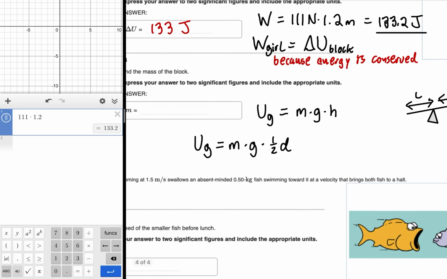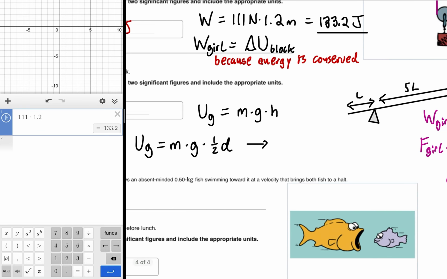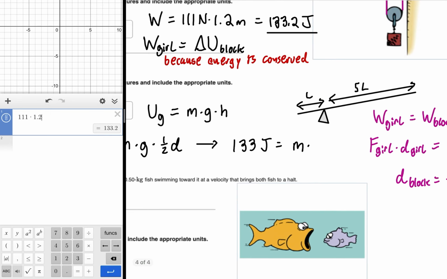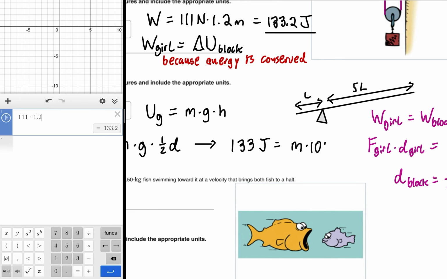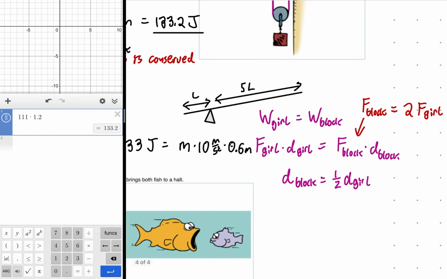Now you see that we are ready to solve this, because we know the energy is conserved, so we know the left-hand side is 133 joules. We don't know m, that's what we're going to find. We know that g is 10 meters per second squared, and then we know that 1/2 d is 0.6 meters.